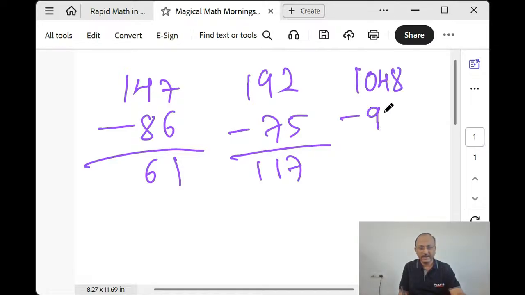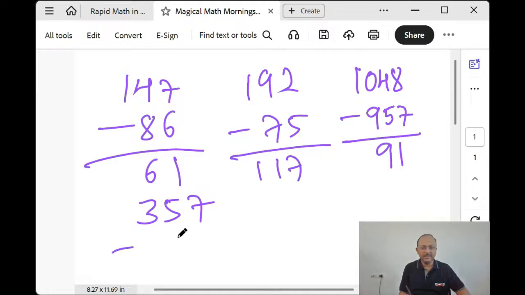1048 minus 957. Always find the smaller one first. 957 is how much less than 1000? It is 43. That 43 you add to this number, how much it is bigger than 1000? It is 48. 43 plus 48 is 80, 91. Correct? Let's take one more number.